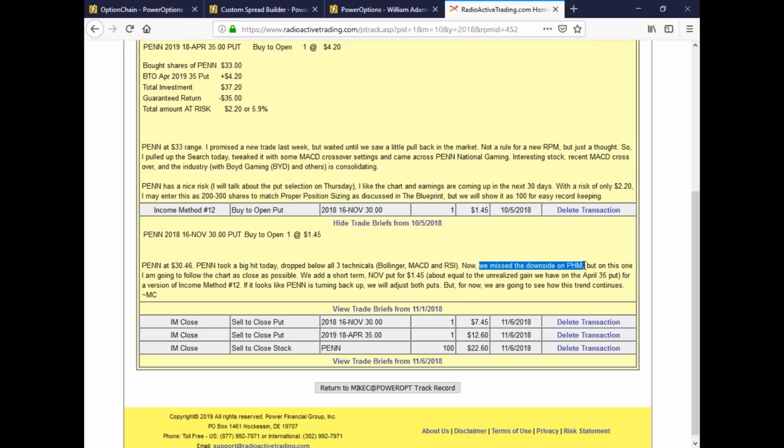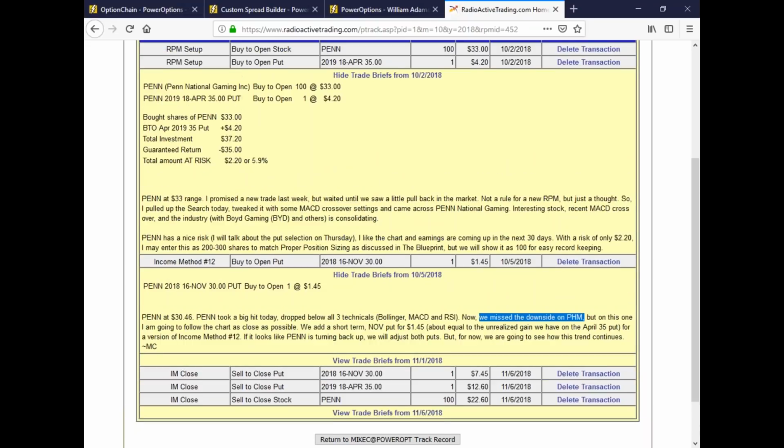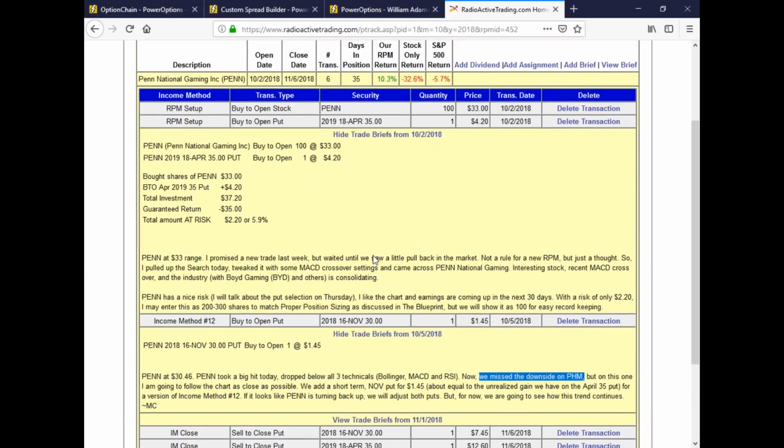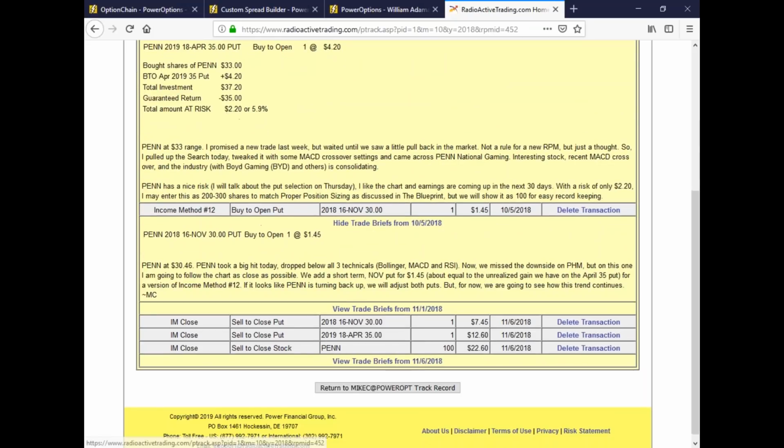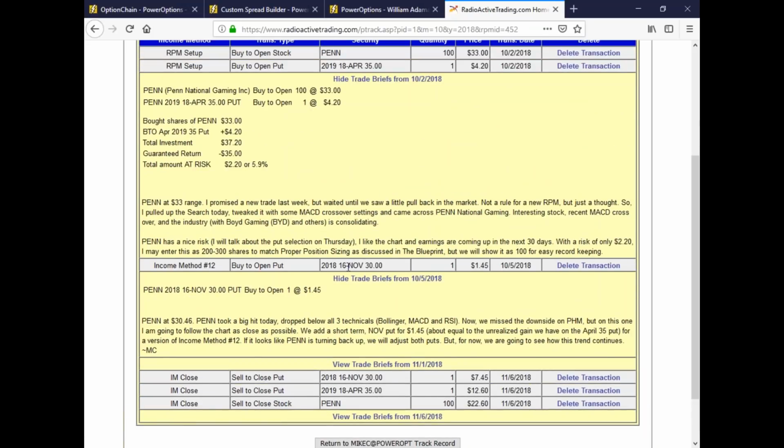And what had happened was on a previous position, PHM, I missed the signal. I didn't miss the signal, but I didn't think it was a confirmation, and PHM kept dropping. But I wanted to be safe with this one, so even though I was in the trade for 3 days, I decided to go ahead and buy an additional put. Okay, now, yes, I chose about a 40-day out, 45-day out, November 30 expiration because I didn't know how long the downturn was going to be.